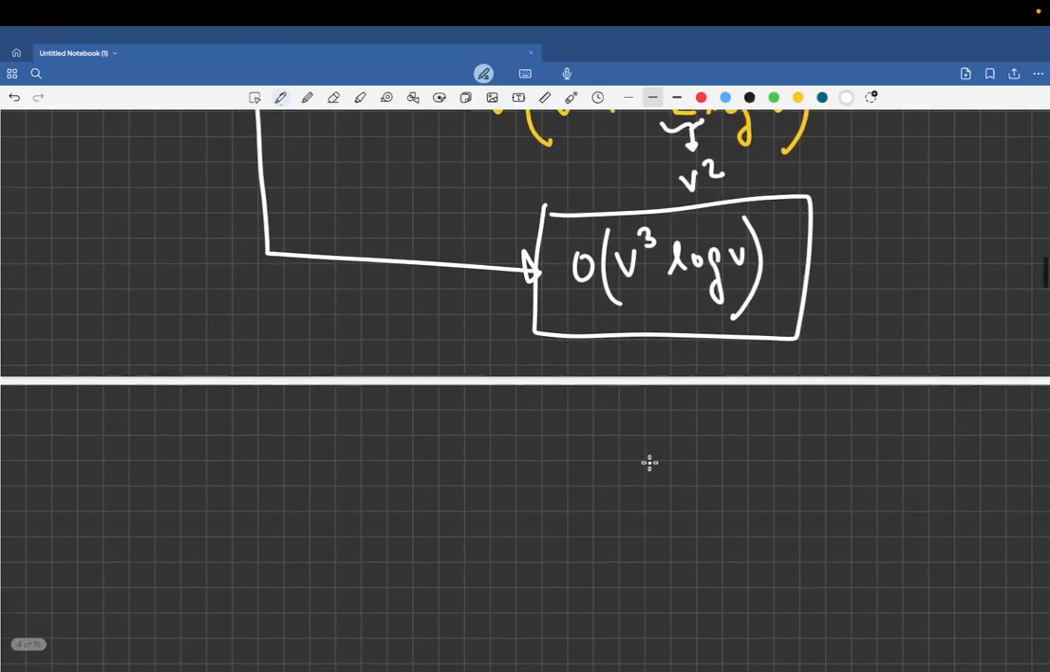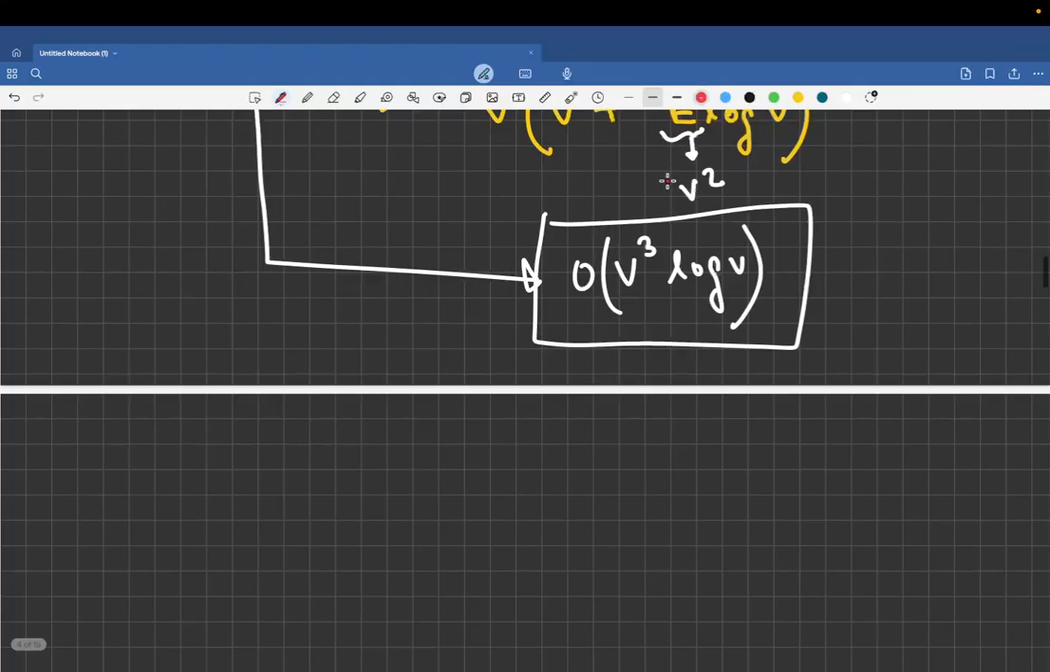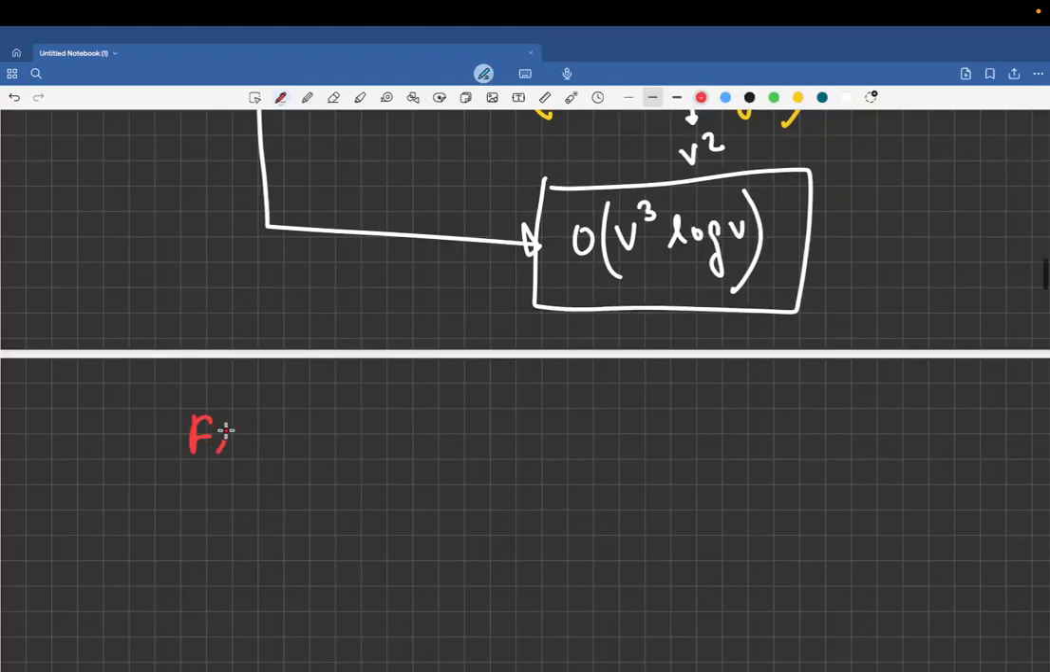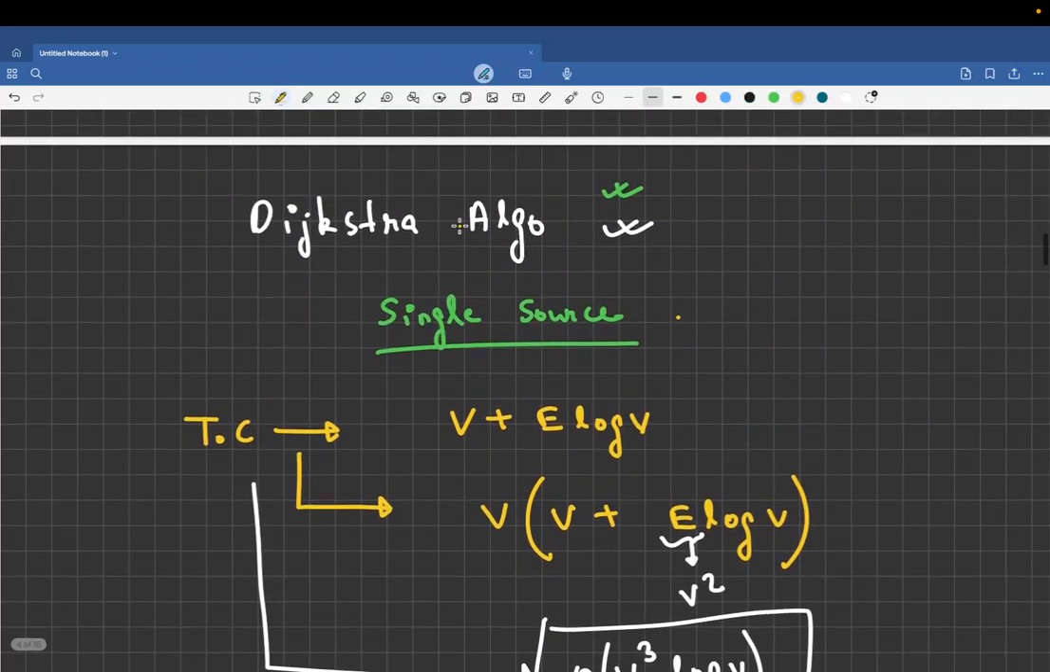But to solve the same problem, that is, from each node you want the shortest distance to every other node, you have a very famous algorithm, that is the Floyd-Warshall algorithm. And the time complexity of this particular algorithm is O of V cube. So this log V factor is not there. So the time complexity of Floyd-Warshall is lesser as compared to Dijkstra.